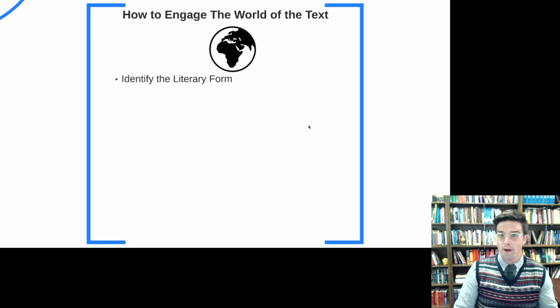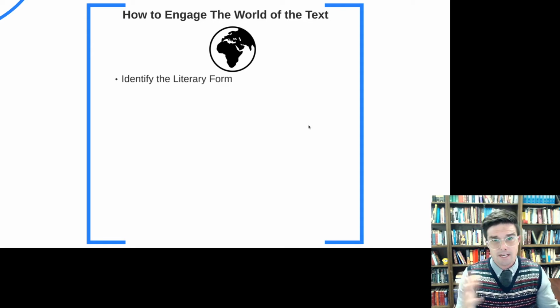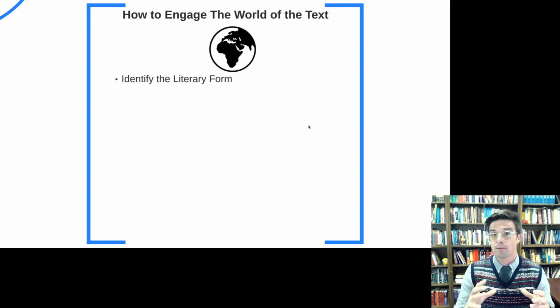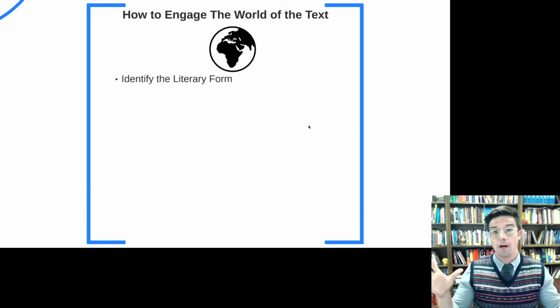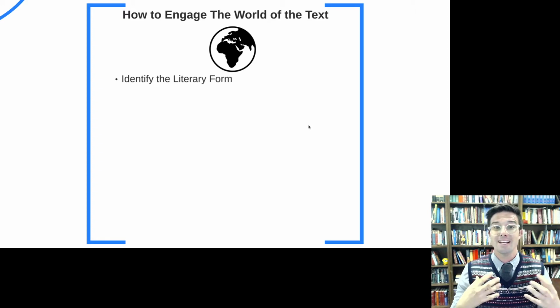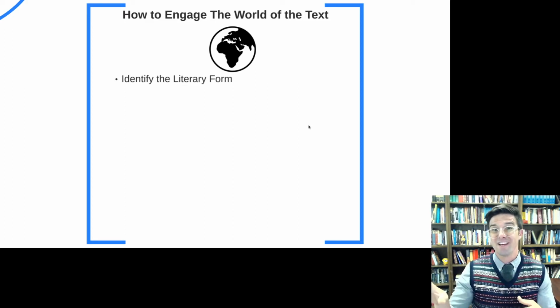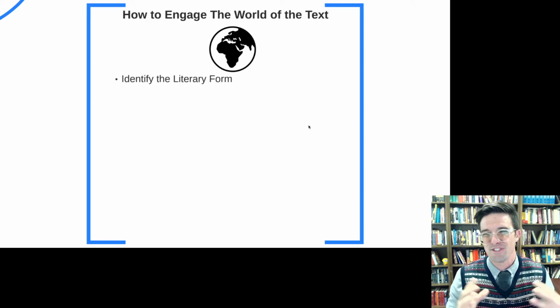So one of the ways that we engage the world of the text, and you see this, there's a whole section of this in Michael Gorman's book that you're reading for this week, is identifying the literary form. And this is with respect to the biblical book that you're engaging as a whole, in our case, Revelation, identifying Revelation as an apocalypse and as prophecy. We'll talk more about that later on. We're not engaging those questions quite yet.